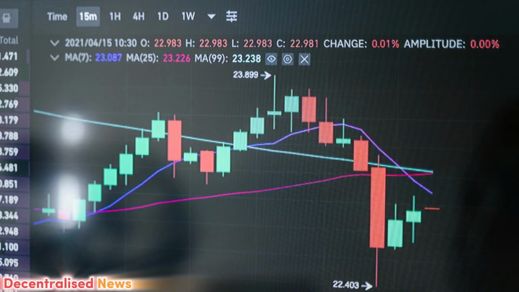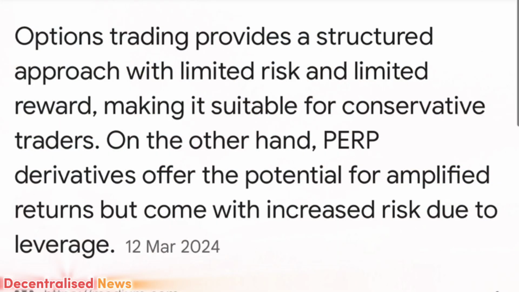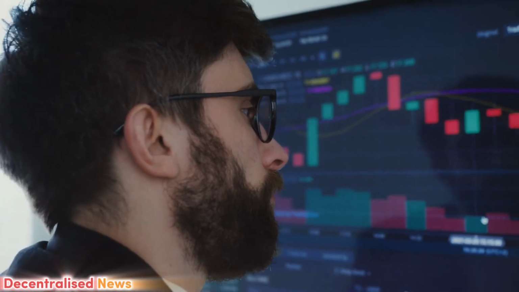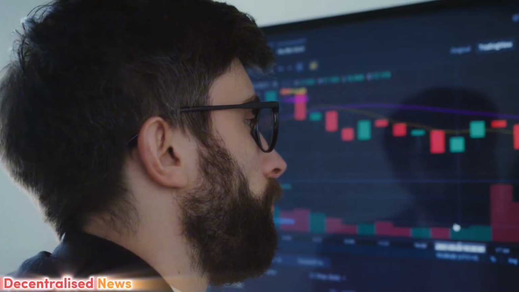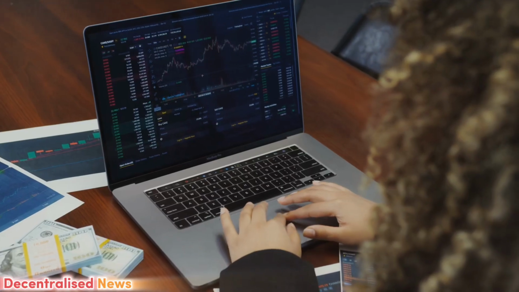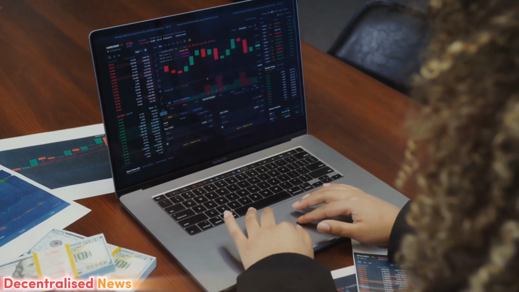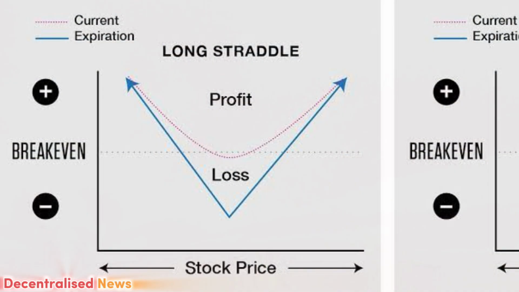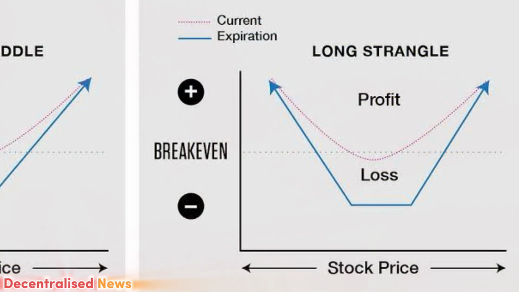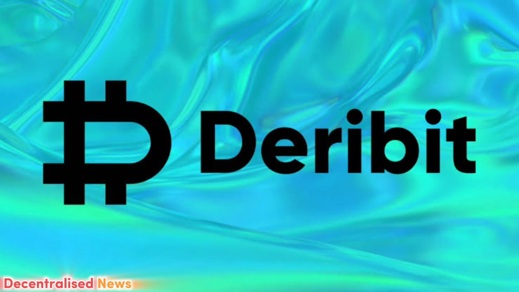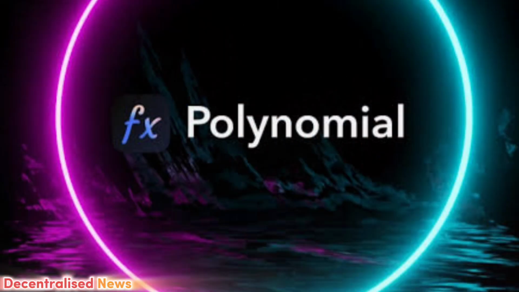So trading volatility, options versus perps, right? Options are best for betting on magnitude of moves and not actually direction. So implied volatility crash happens when that IV falls post event, crushing premium value, and it's great for structured strategies like straddles or strangles, right? So platforms you can do this on, Deribit, for example, Polynomial. These are great perp options platforms that you can actually use.